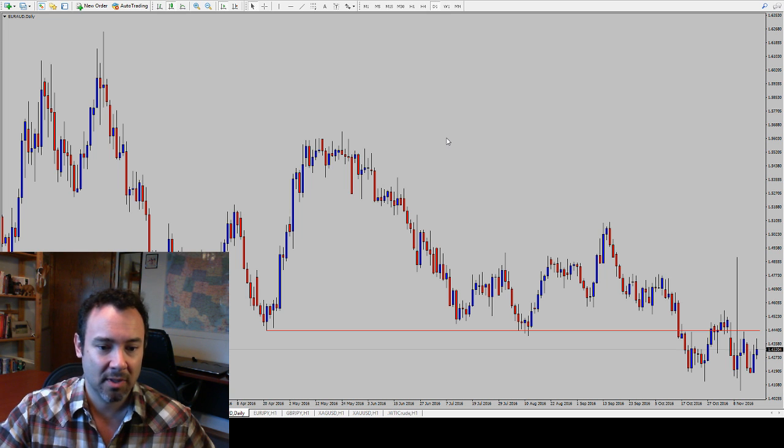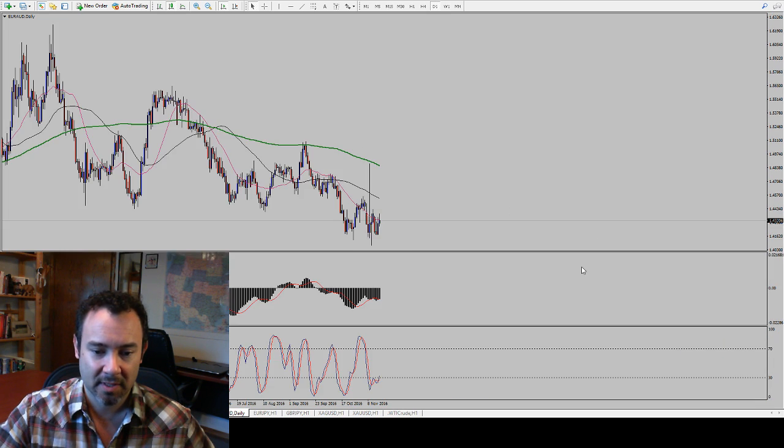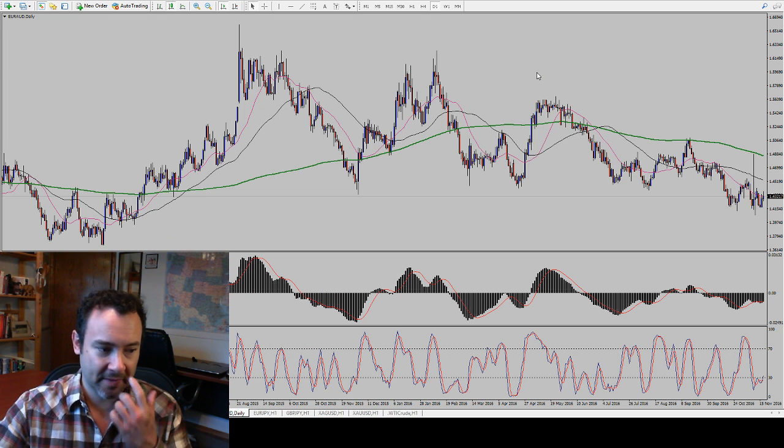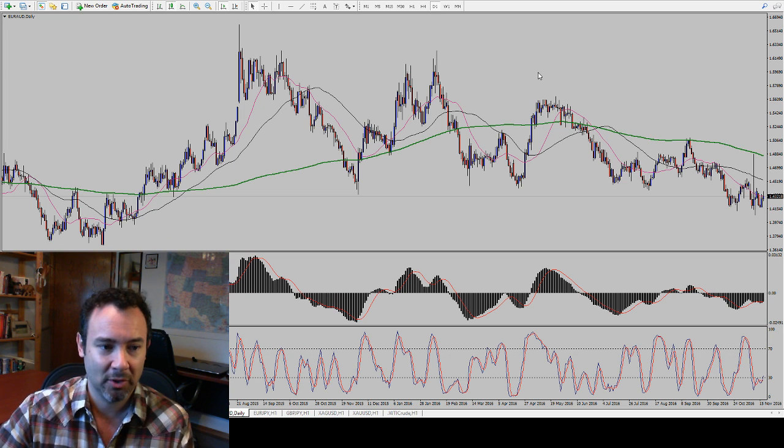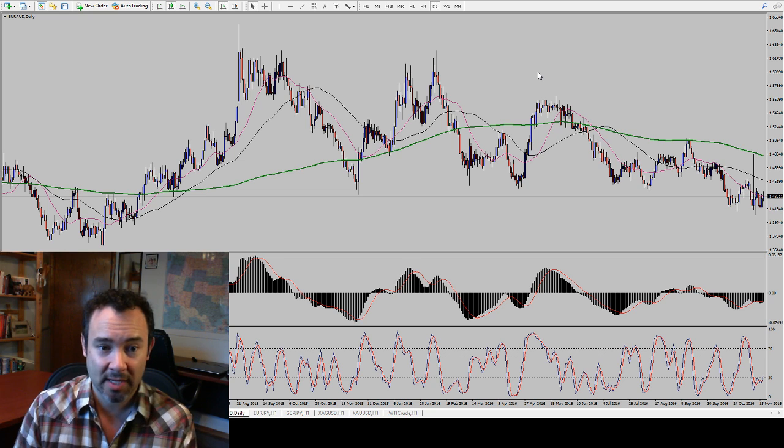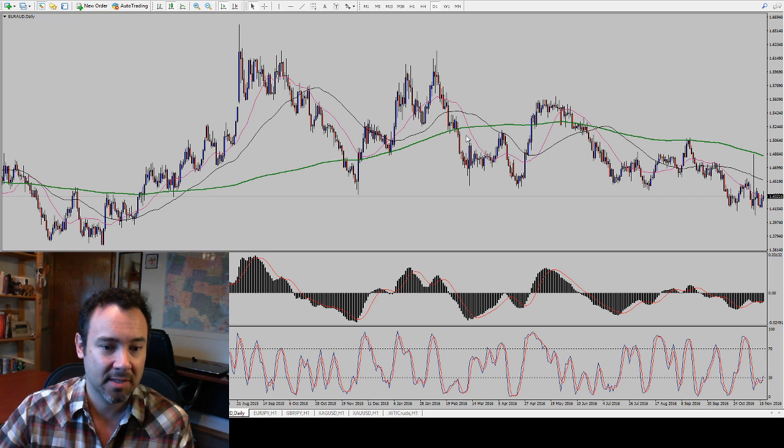So here's the template that I like to use, and you don't have to use this. This is just what I use sometimes when I'm looking to do counter trend trades, divergence trades. So this is the 200 simple moving average, and then I have the 50 and the 20.